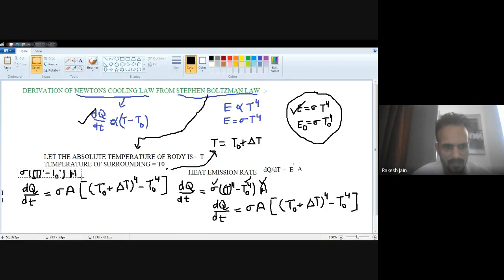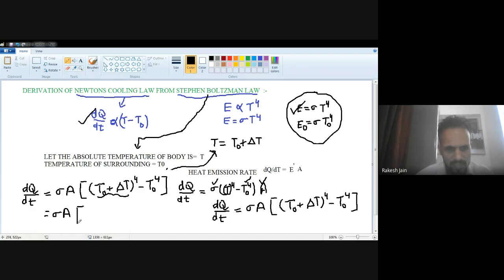So I am here. dQ/dt is equal to sigma A in bracket (T0 + ΔT) raised to the power 4 minus T0 raised to the power 4. From this first part, T0 + ΔT, I just take T0 common. So it will be moved externally, so it is sigma A.